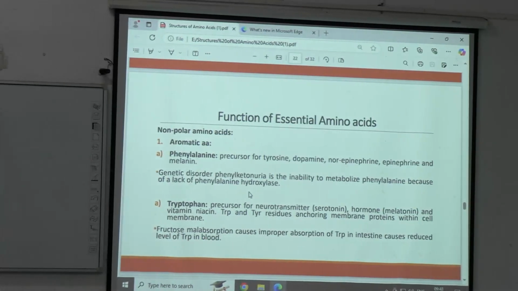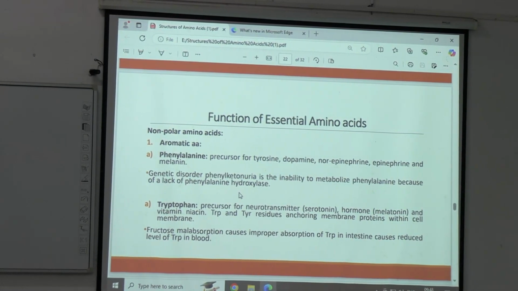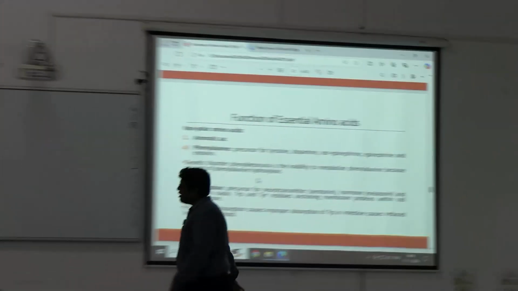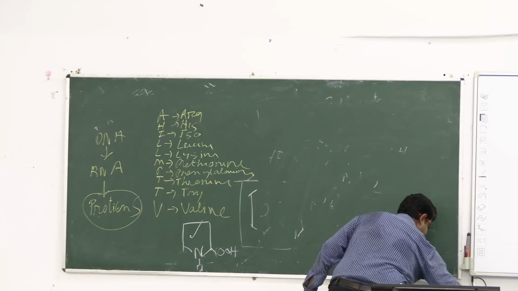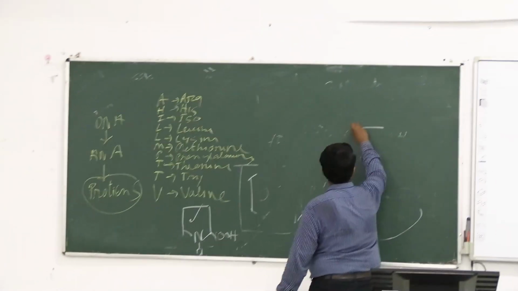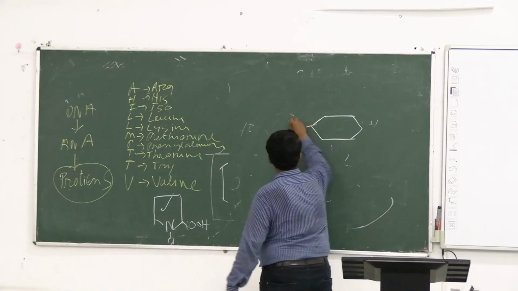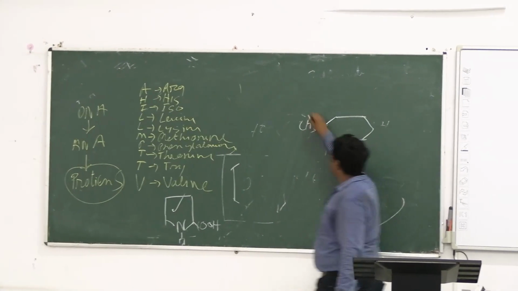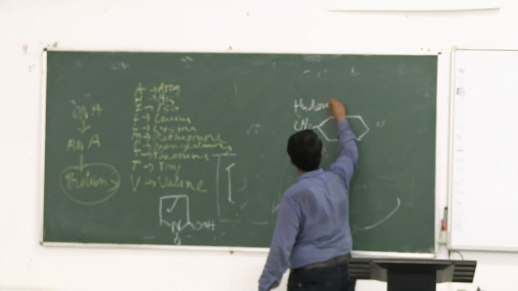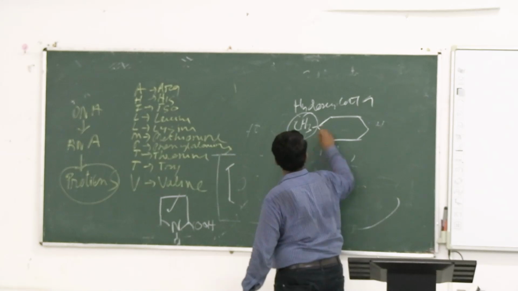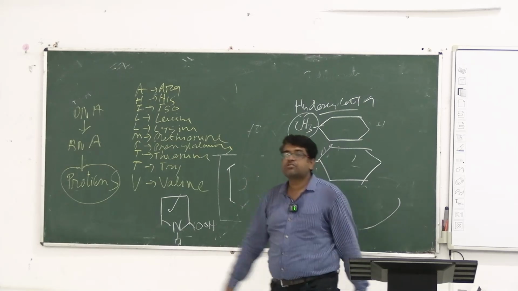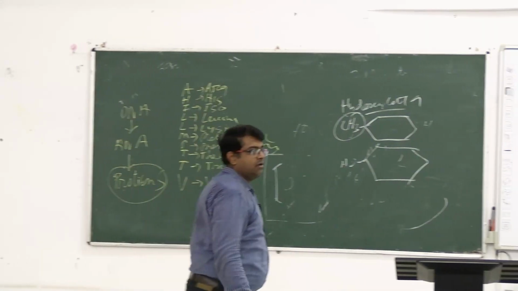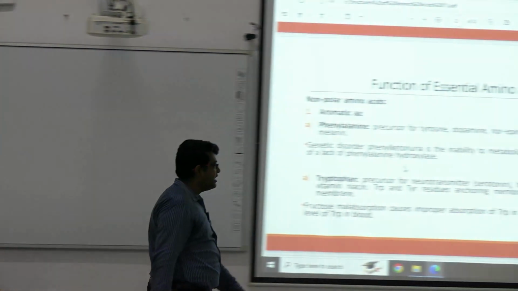Now phenylalanine. I told you why tyrosine is not essential. It can be produced from phenylalanine. Look, it is so easy. First step of amino acid metabolism: a hydroxylation reaction. Remove the CH3, put an OH. And this enzyme is called phenylalanine hydroxylase.